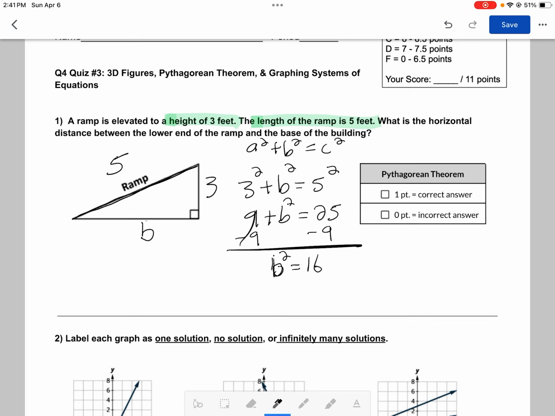Now, in order to get b by itself, I have to do the opposite on both sides. So I have to square root both sides of my equation. And when I do that, I get b equals 4. So the distance between the lower end of the ramp and the base of the building is 4 feet.